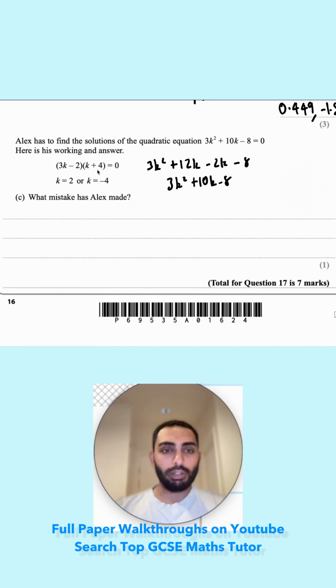We'll look at the next bit. We've got two numbers that multiply to make 0. So one of them will have to equal 0. We're going to do 3k minus 2 is equal to 0. And k plus 4 is equal to 0. This one's a little bit easier, so we'll do that first. Take away 4 from both sides. K is equal to negative 4, so that bit's correct.